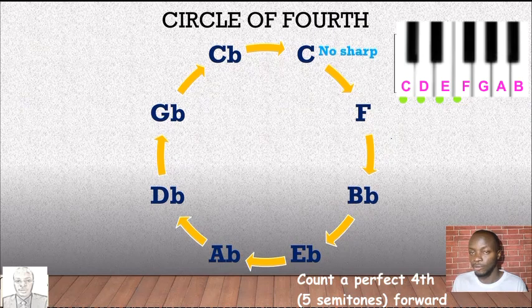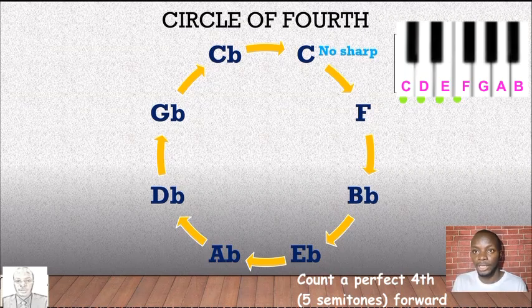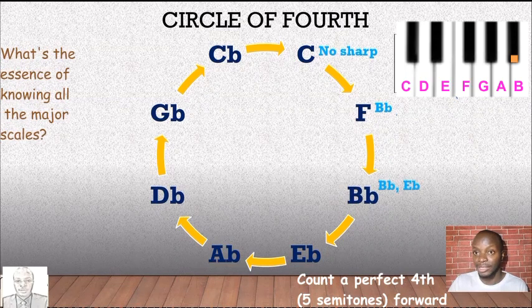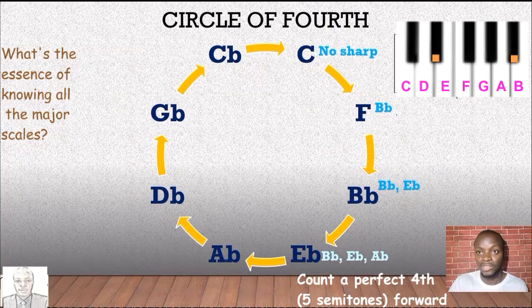But in the case of the circle of fourths, you count 4 notes forward from C, and that's F. Then in F, we have one flat in this case, and the flattened note will be on B. So we have B flat. When you count 4 notes from F, you have B flat. Remember, not B, but B flat. We have B flat and a new flattened note, which is E, right? So we have B flat and E flat. Now, if we count 4 notes from B flat, you have E flat. So in E flat, we have B flat, E flat, and A flat, right? So we have 3 flats.